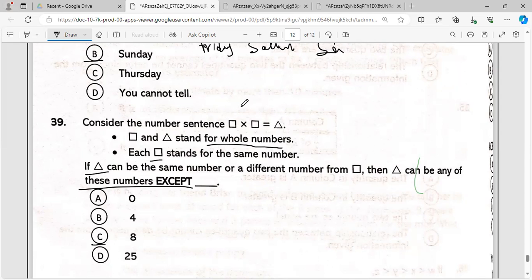So you're saying 8. So 8 times 8 would be 64, right? Yes, sir. And you're saying that 25 times 25 couldn't be 25 times 25?